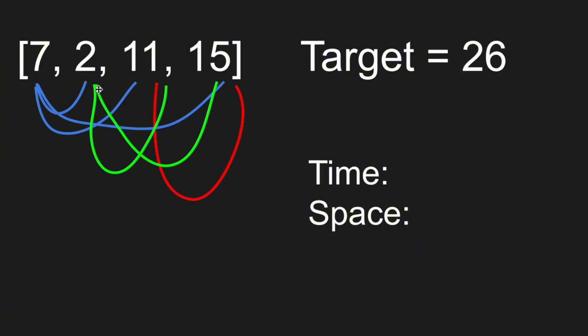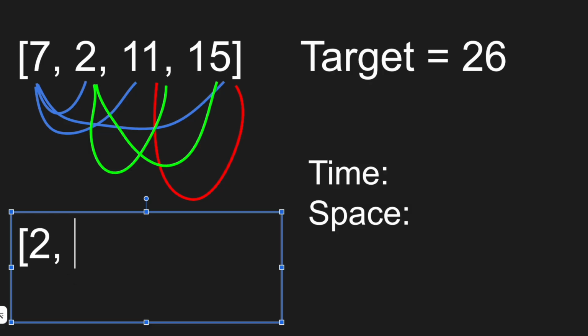So if we go through this example, now 7, we try adding 2, which equals 9, does not equal target. 7 plus 11 equals 18, does not equal target. 7 plus 15 equals 22, it still doesn't equal target. So now we try this one. 2 plus 11 equals 13, it does not equal target. 2 plus 15 equals 17, so it does not equal target. So now we try 11. 11 plus 15 equals 26, and that equals the target. So then we can return the indexes, which would be index 2 and 3.